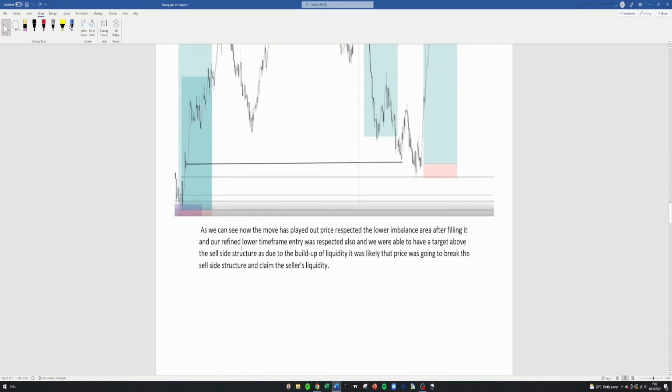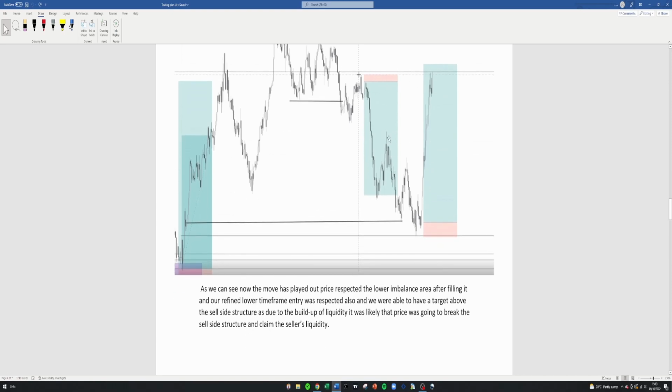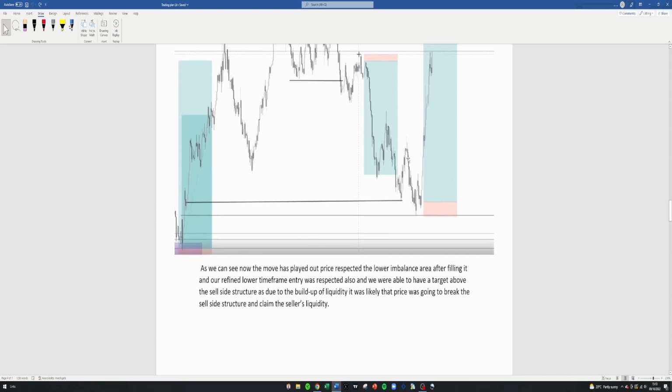So as you can now see, the move has played out. Price respected the lower imbalance area after filling it, and our refined lower time frame entry was respected also, and we were able to have a target above the buy side structure, as due to the build-up of liquidity, it was likely the price was going to break the buy-side structure and claim the buyers' liquidity. Sorry, I've worded that wrong, but basically this is buy-side liquidity, retail buy-side liquidity, buy-side liquidity, and buy-side liquidity. So that's why we've targeted up here, because we want to claim all of that buy-side liquidity.